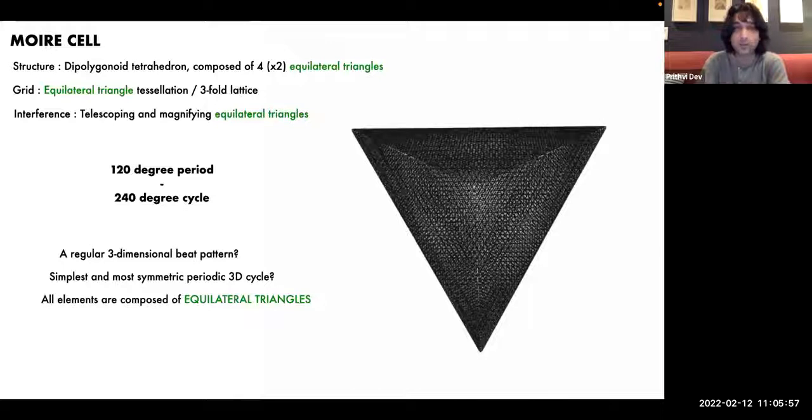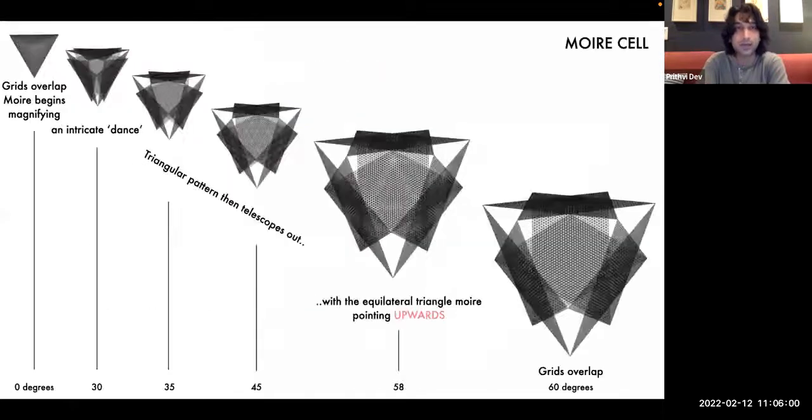But yeah, so that is that. If we analyze the motion, what's happening is at 0 degrees, the grids are completely overlapped, so you don't see any Moire pattern. And it basically magnifies in. At about 30 degrees, you see this intricate dance. And at 60 degrees, the grids overlap. But interestingly, at about 58 degrees, the Moire pattern of equilateral triangles is also there. Sorry, let me step back a bit. The structure itself is made of equilateral triangles, which is the tetrahedron.